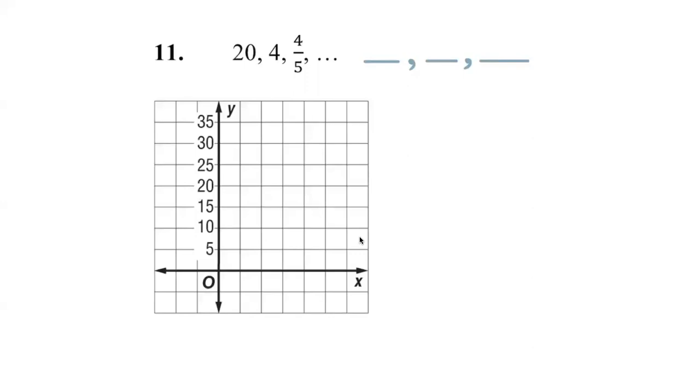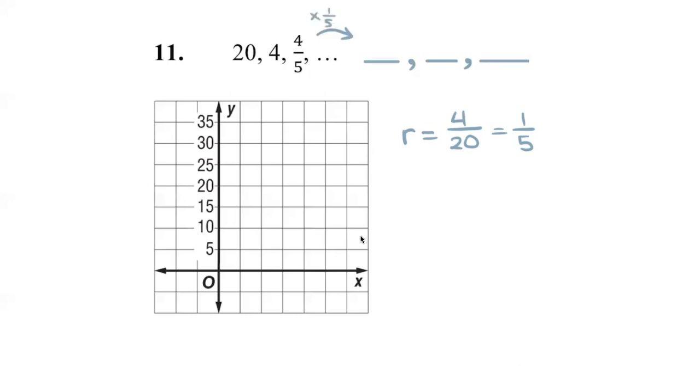So number 11, right? What you want to do is to find R. So R, you take 2 terms, right? I think the easiest ones would be these 2. And you put the 4 over the previous term of 20, and you get R of 1/5. Okay. So to get to the next terms, you're going to multiply by 1/5.